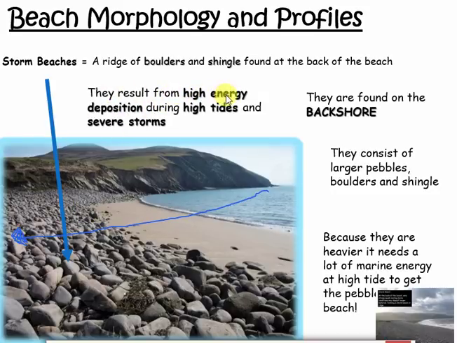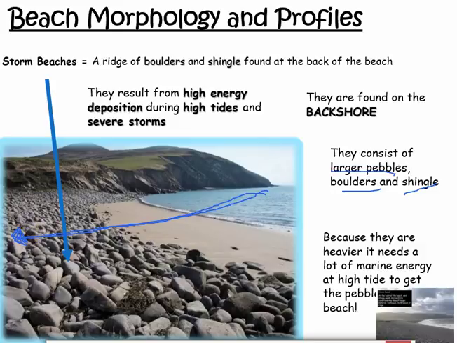So they result from high energy deposition during high tides and severe storms. Where do we find them? We tend to find them on the back shore, which is normally beyond the influence of tides, the normal twice a day when tides ebb and flow. So this could be a spring high tide or a really severe storm surge, a storm that's brought these in. What are they made of? Well, larger pebbles, boulders and shingle. Because these are much heavier, it needs a lot of marine energy combined with a high tide to get them onto the beach.